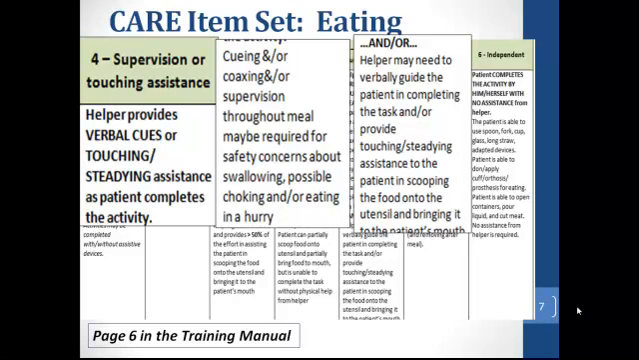Whereas a rating of 3 would be appropriate if the helper provides less than 50% of the effort in physically assisting the patient in scooping the food onto the utensil and bringing it to the patient's mouth, or conversely, if the patient can partially scoop food onto the utensil and partially bring the food to the mouth, but is unable to complete the task without physical help from the helper.